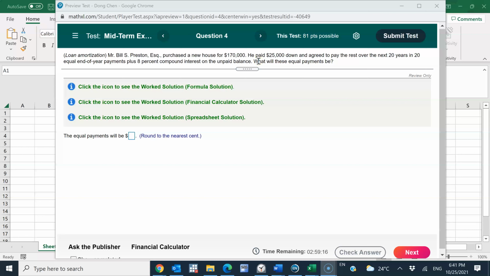That difference will be the present value of this loan, and he agreed to pay the rest over the next 20 years in 20 equal end-of-the-year payments, plus 8% compound interest on the unpaid balance. That's the convention. Later, when we use the Excel function, we don't have to change the default type. What will these equal payments be?